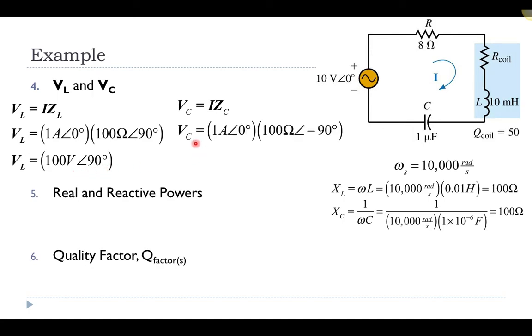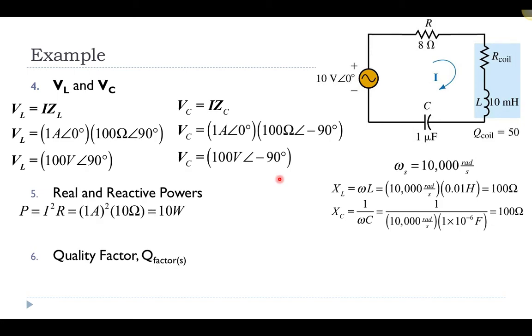And I can do the same thing for the capacitor. It's the current times the impedance of the capacitor, which has a phase angle of minus 90. So it's 100 volts, phase angle of minus 90. So this is an example where the voltage of the source is 10 volts. The resistor, the total equivalent resistance here, gets that 10 volts. But even though the voltages across the capacitor and the inductor cancel each other out because they're 180 degrees out of phase, they still have a large voltage, right? They both have 100 volts on them, which is much larger than the source.